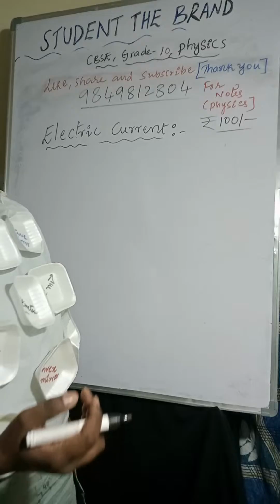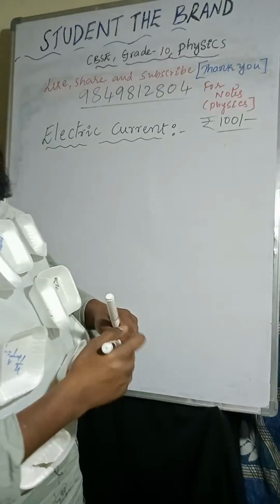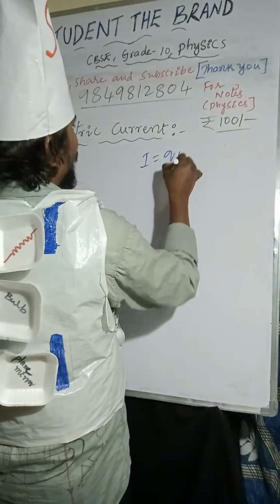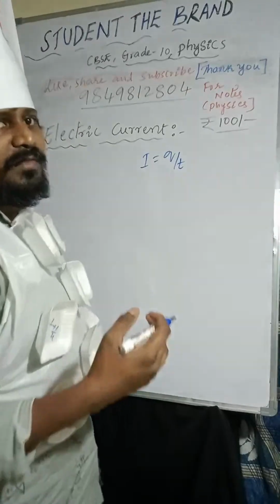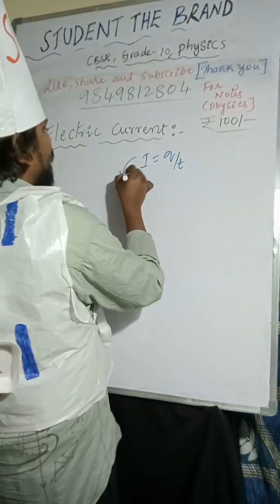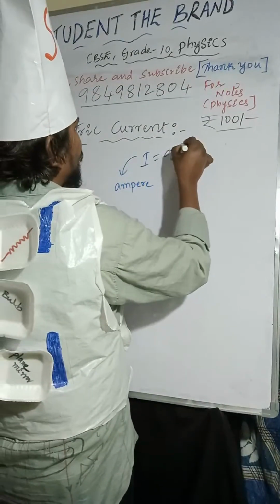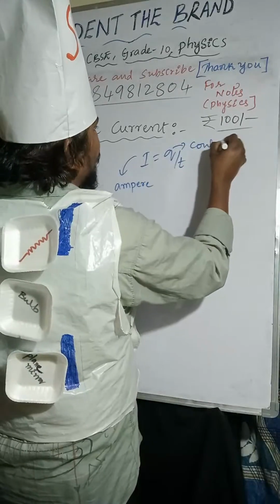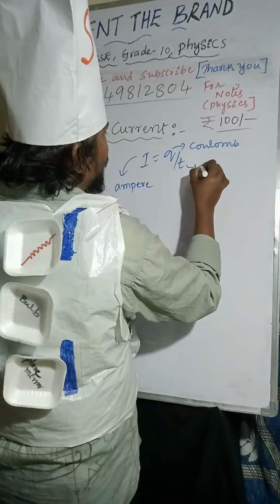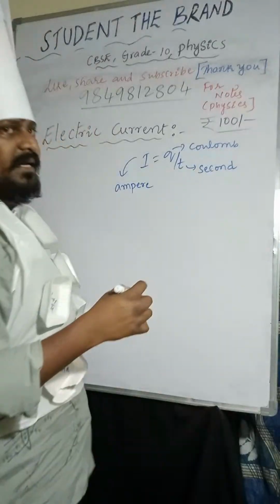The rate of flow of charge is called electric current. I equal to Q by T. SI unit of current is ampere. SI unit of charge is coulomb, and SI unit of time is second.